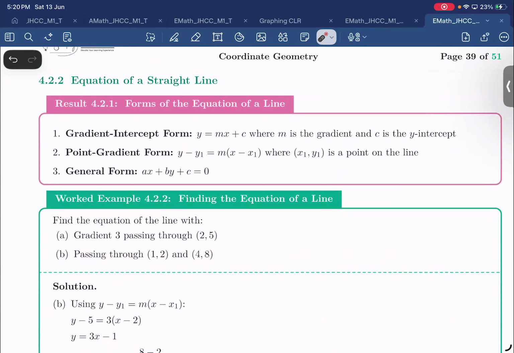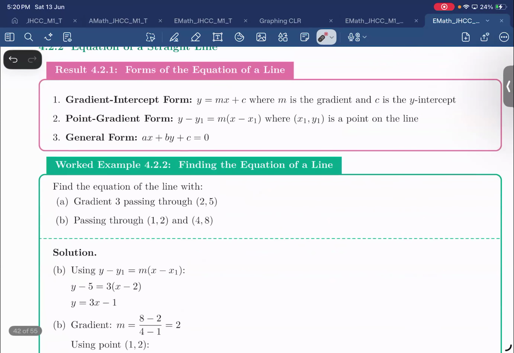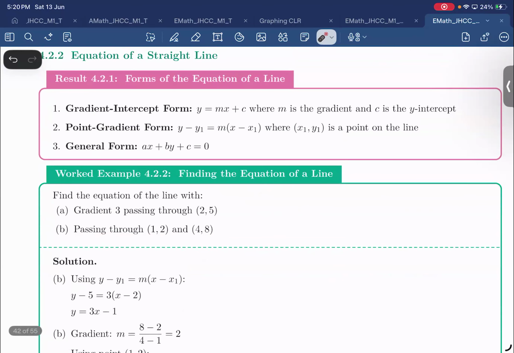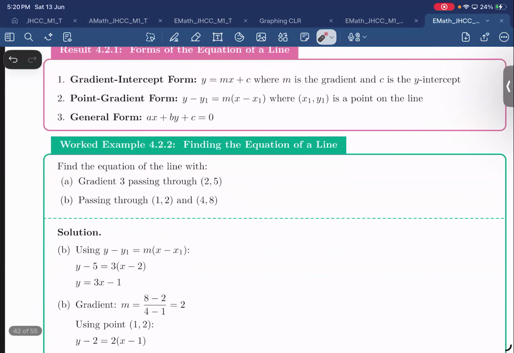Then for part B, passing through 1, comma 2 and 4, comma 8. You need to find the gradient first. The gradient is the most important thing to find, and it is not difficult. It's going to be 8 minus 2 over 4 minus 1, which is 6 over 3, which is 2. The gradient is 2. Then we can use the point gradient form, using any point, 1, comma 2 or 4, comma 8. It doesn't really matter. You'll see the answer is y equals 2x.